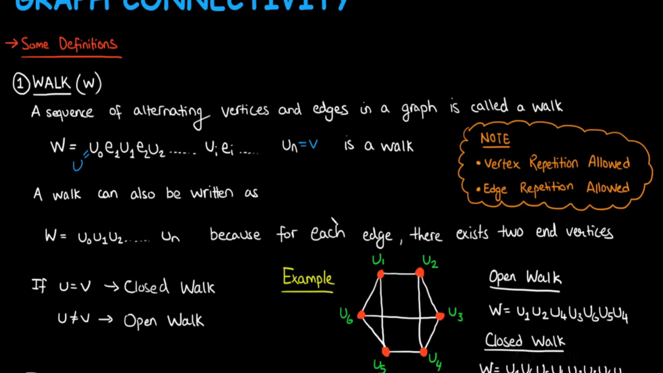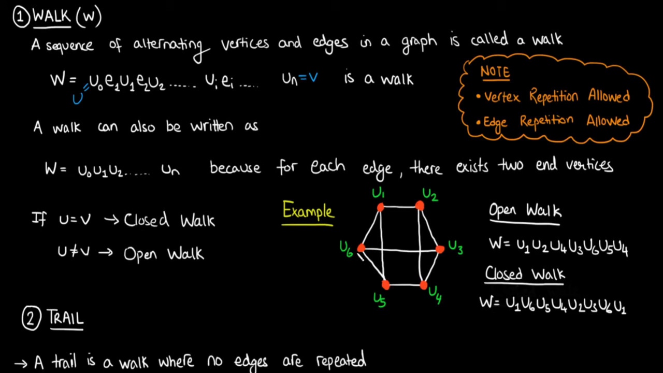Okay, so let's illustrate with the help of an example. You see in the diagram you have 6 vertices all marked in red, and the edges marked in white. An example of an open walk could be U1 to U2 to U4 to U3 to U6 to U5 and back to U4. You see that our starting vertex was U1, our ending vertex is U4. So this is an open walk, and you can see that I have repeated the edge U4. So edge repetition is allowed in a walk.